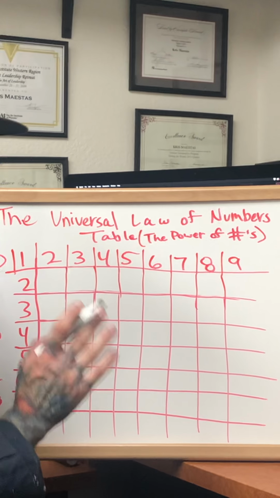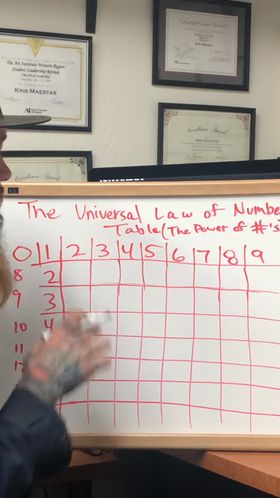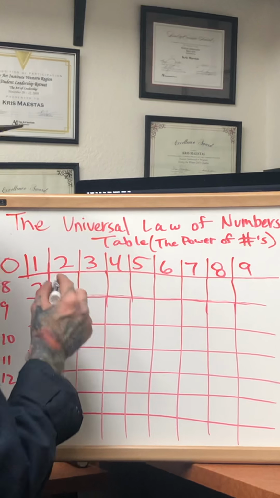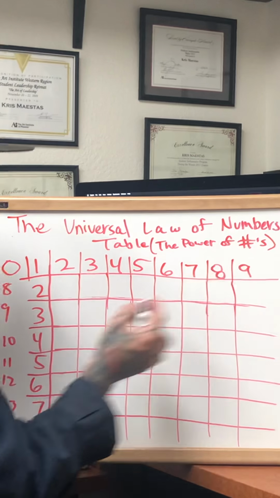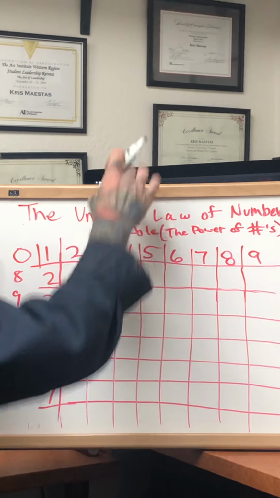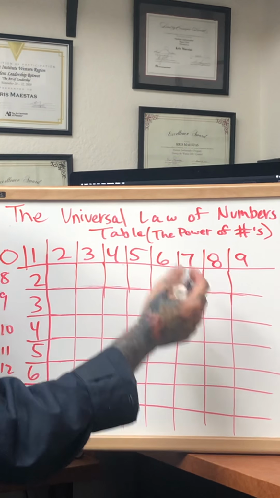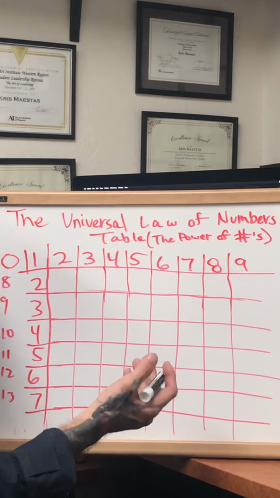Hello everyone. So today I'm going to go a little bit more in depth with numerology basics. This is the universal law of numbers table, the power of numbers. And so we're going to be taking each characteristic of a single digit number and applying the power to it. And as we do that, we'll see a little bit more in depth of each one of the characteristics of these numbers and how they play a deeper role in the patterns and life around us.